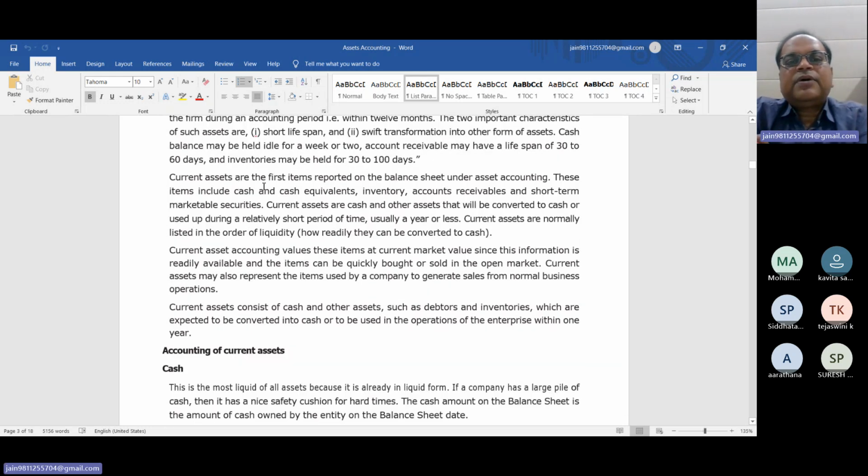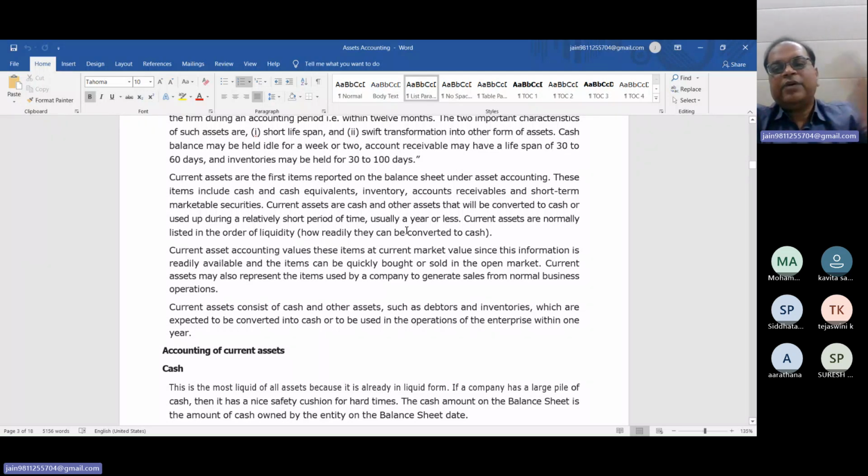So current assets are the first item reported in the balance sheet under the assets heading. These items include cash and cash equivalents, inventory, accounts receivable, and short-term marketable securities. Current assets are the cash and other assets that will be converted to cash or used up during a relatively short period of time, usually one year or less.